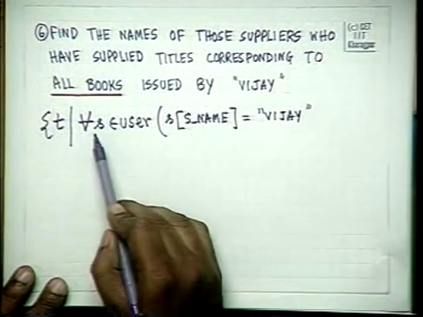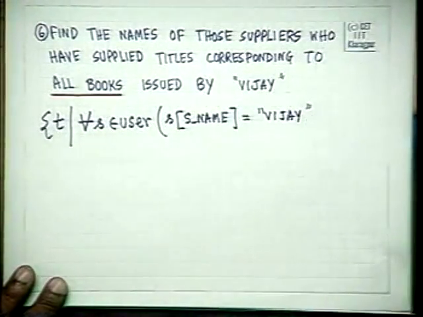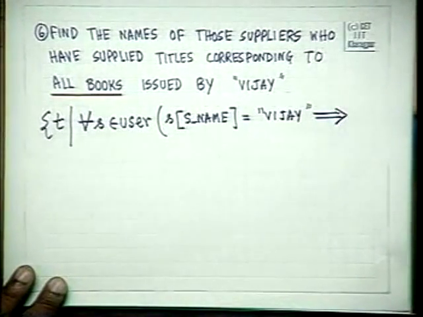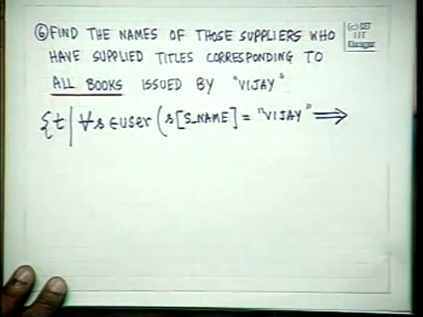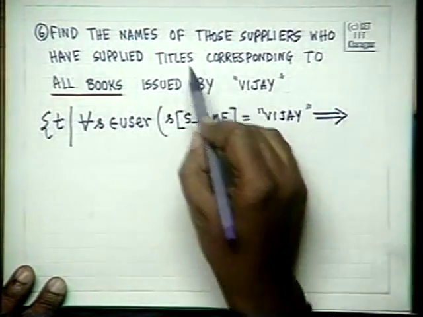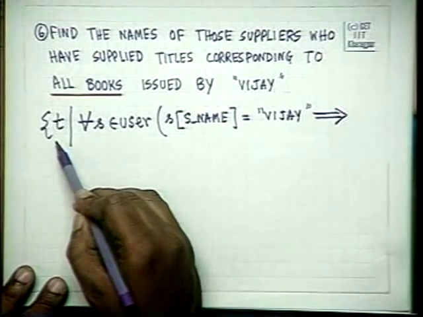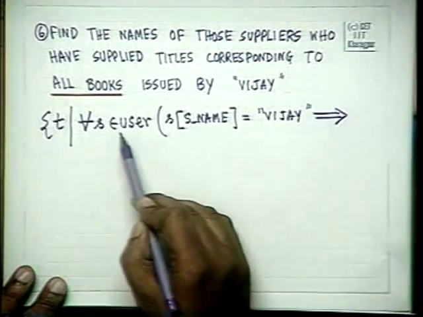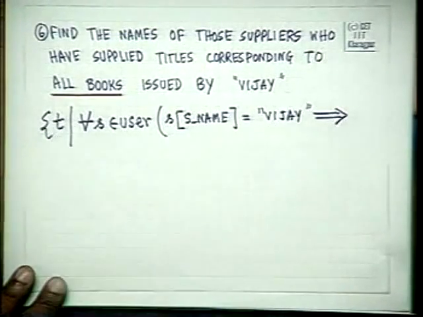For all T, that means for all persons such that Vijay has issued this book. This must imply that the title of this book has been supplied by this supplier, the supplier whose name will be given here. The supplier whose name will be given here, it must be that name such that for each and every element of Vijay, the book issued by Vijay must be supplied by this supplier.